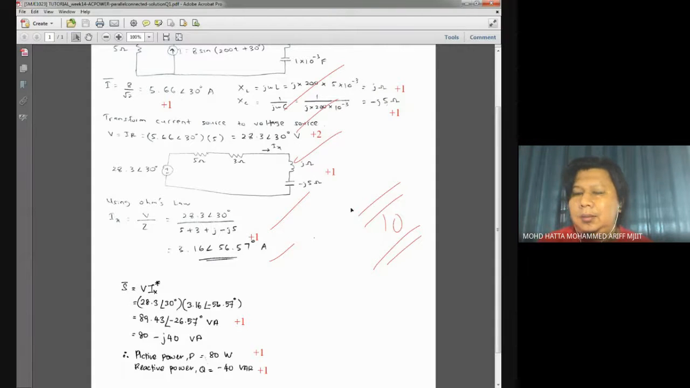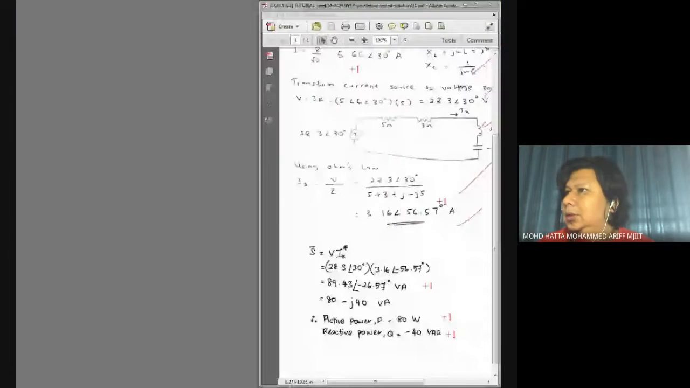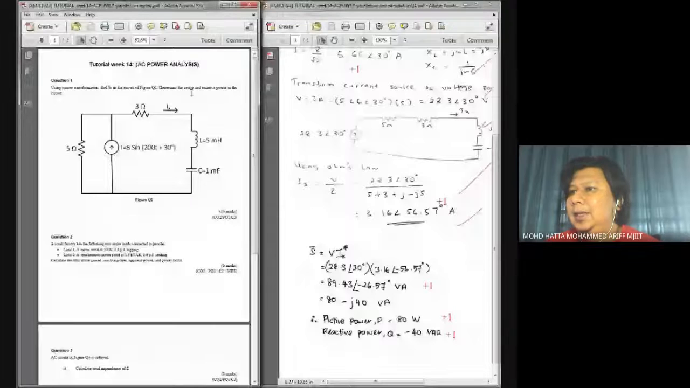All right, and to finish up the question, if you look at the second part of the question, the second part of the question asking about active and reactive power in the circuit means that you need to calculate value of P as well as value of Q in your circuit.